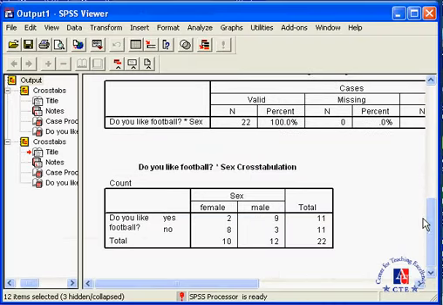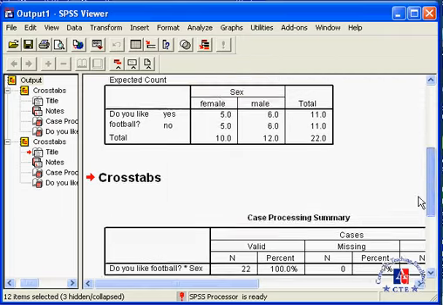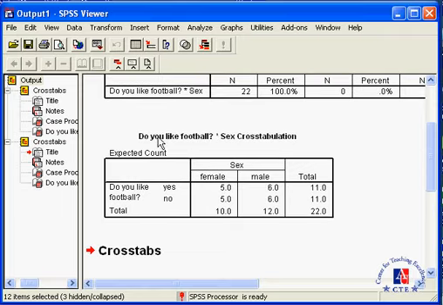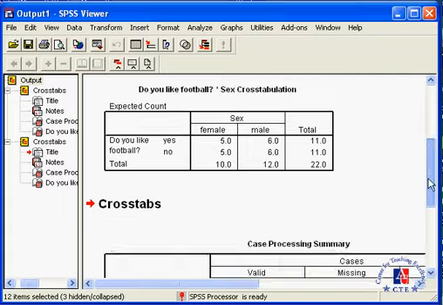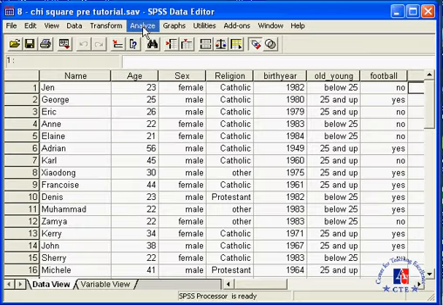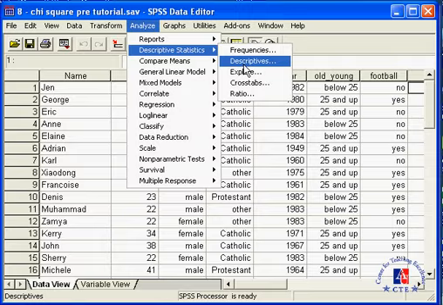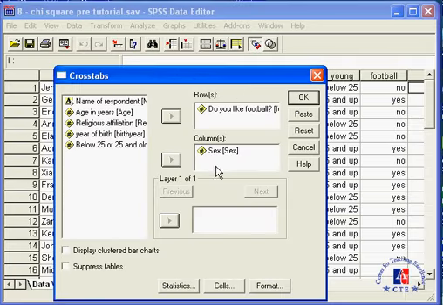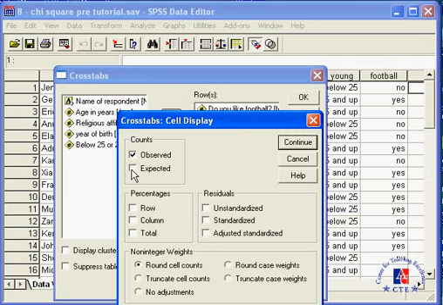This table contains the so-called observed value, and notice that it says here count, not expected count. And notice also that the numbers differ from the other table. Then chi-square superimposes the two tables and compares them. Let's do that now too. Analyze descriptive statistics, and this time we select both observed and expected.